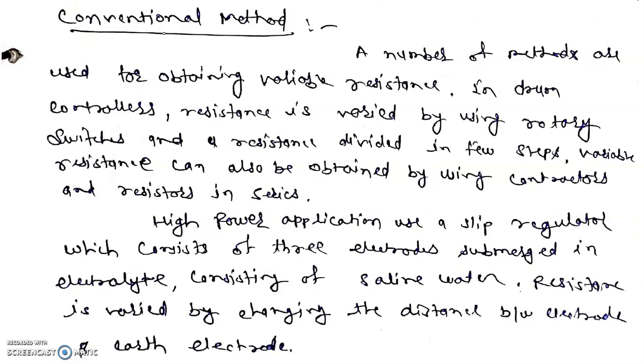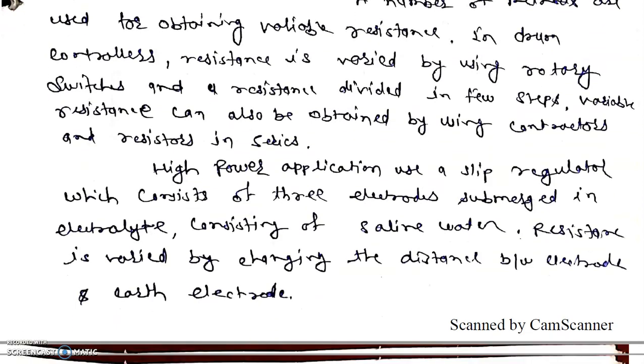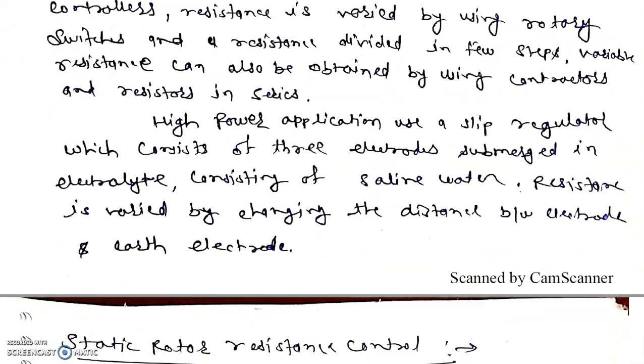So in the conventional method, we can insert the resistance in a few steps, and we control this resistance by controlling switches. High power applications use a slip regulator, which consists of 3 electrodes submerged in an electrolyte consisting of saline water. Resistance is varied by changing the distance between the electrode and each earth electrode. So these are some of the methods of conventional control of resistance.